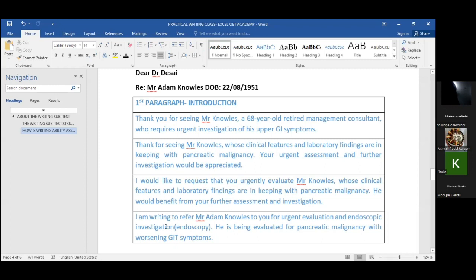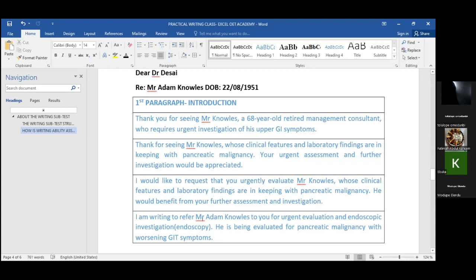Now, this is what I mean. Look at this last one I did here. Please just follow through. I started this with what I wanted the gastroenterologist to do. So I said, I'm writing to refer Mr. Adam Knows to you for urgent evaluation and endoscopy investigation. I can start with that. I can also say, I'm writing to refer Mr. Adam Knows, who is being evaluated for pancreatic malignancy. I can also use that. And then my second line will now be, he would benefit from your urgent evaluation and endoscopic investigation.